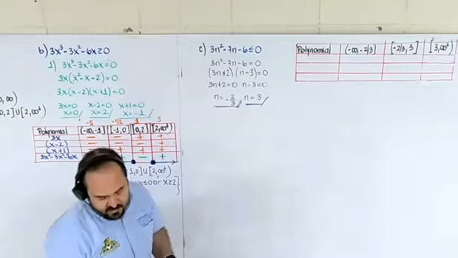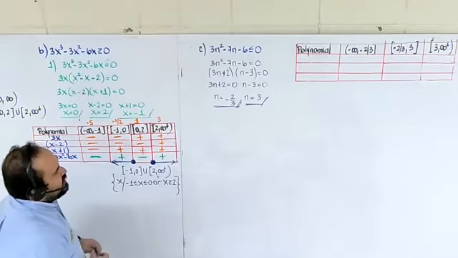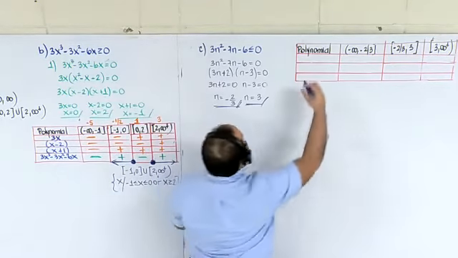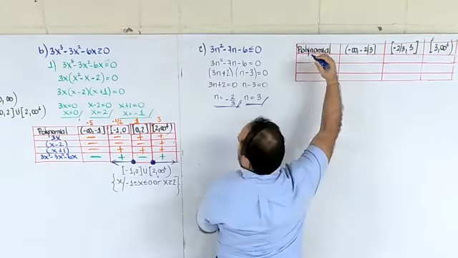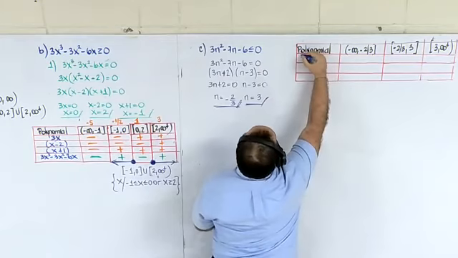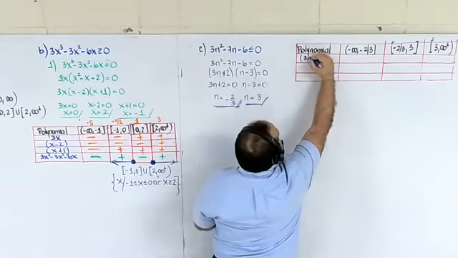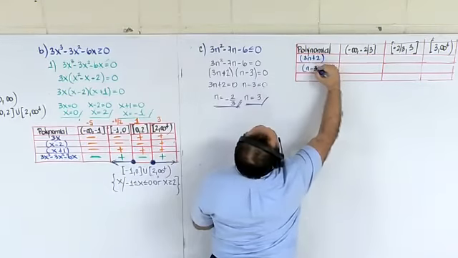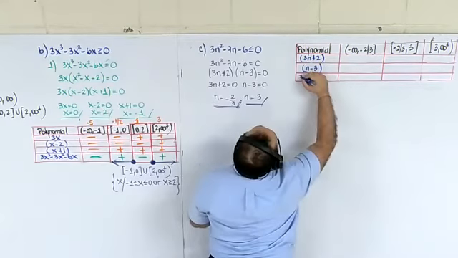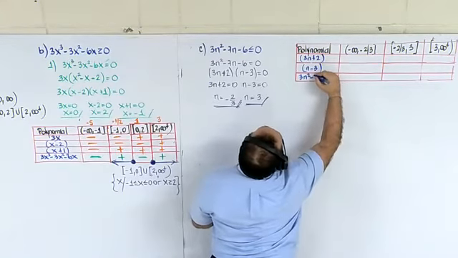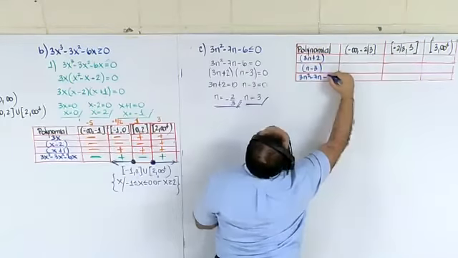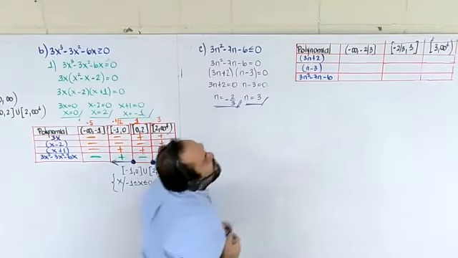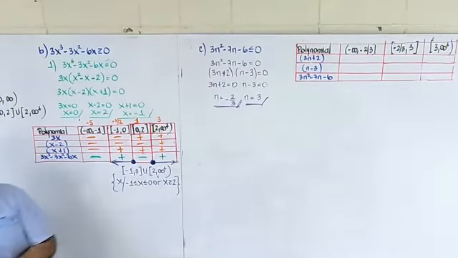Okay. Now we're going to copy the polynomials. The first one will be 3n plus 2, and n minus 3, and 3n squared minus 7n minus 6. Okay. Let's see what we got.